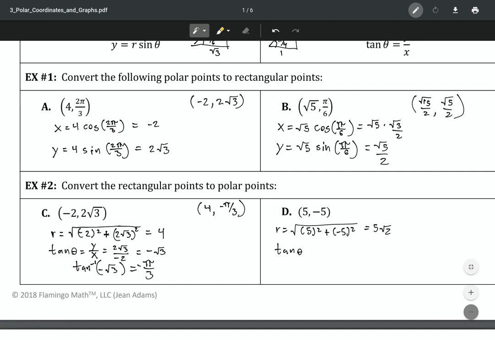All right, so on this one right here, you have negative 5 over 5, so I'm looking to see where tangent is equal to negative 1. Of course, you could use a calculator for this if you really wanted to, but this would be negative pi over 4. Okay.